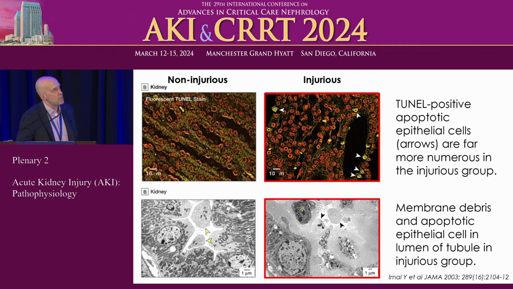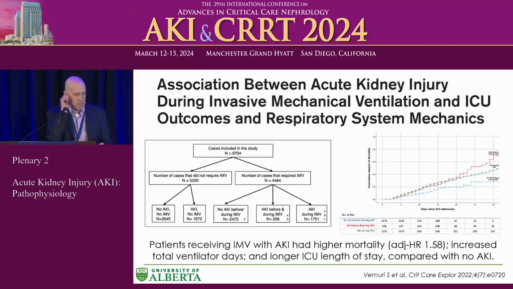And you can see some micrographs here showing that injurious mechanical ventilation is clearly associated with more apoptotic epithelial cells and membranous debris and apoptotic epithelial cells in the electron micrograph. So again, this has strong implications about the strategy we use to provide invasive mechanical ventilation, particularly in those with lung injury and ARDS, which can actually have real end organ effects, particularly on the kidney, which seems to be the most vulnerable.